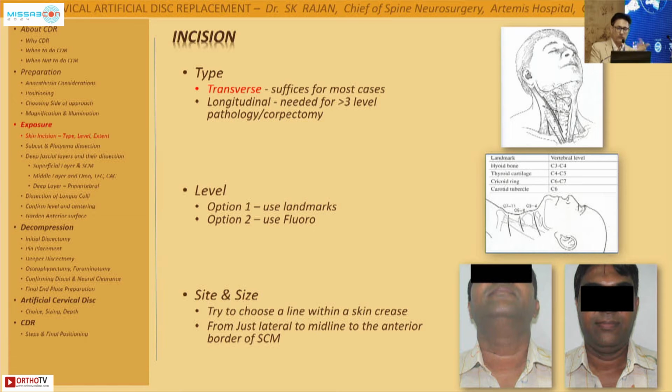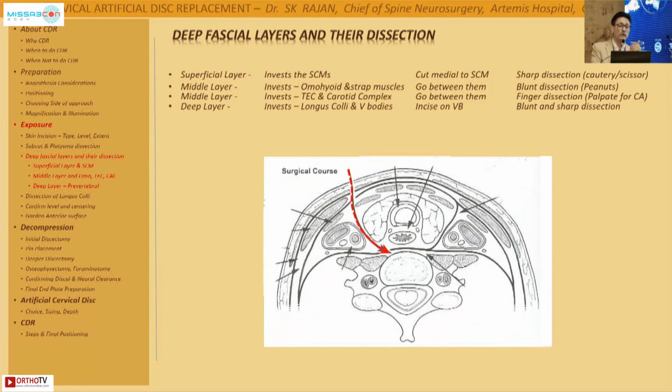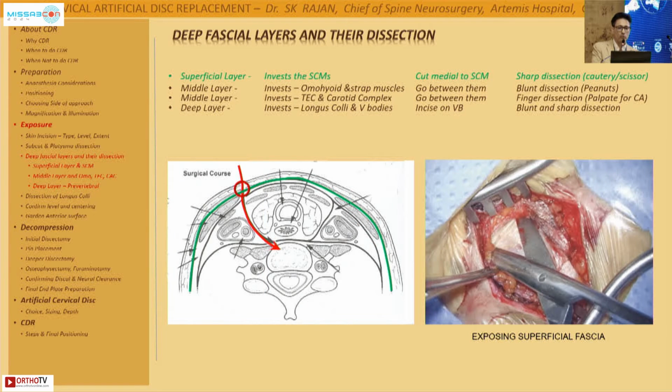The incision is, of course, just medial to the sternocleidomastoid. Initial dissection is at the level of subcutaneous fat and platysma. Undermining of the platysma is important in this case so that you don't place a lot of retraction on the skin. I will discuss the intricacies of this approach. We are going to basically use this approach and we'll discuss the various fascias and how to access them. This is the superficial fascia, which is investing only the sternocleidomastoid. You have to cut medial to it, and it should be a sharp dissection.